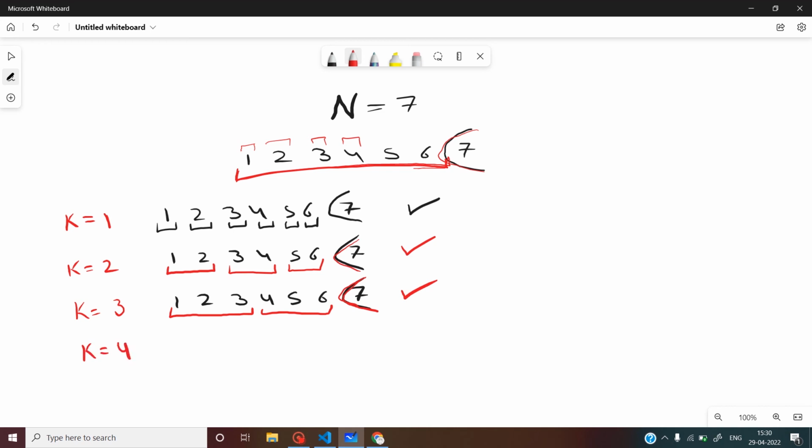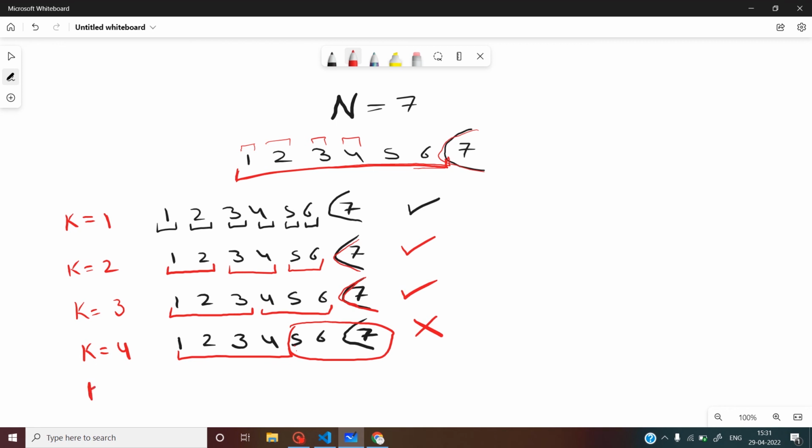Now for k equal to 4, we have our players 1, 2, 3, 4, 5, 6 and 7. Let us suppose 7 is our winner. Then in the first round 1, 2, 3 and 4 will be removed, and in the second round these 3 numbers will be remaining, and we cannot remove 4 elements because we have only 3 elements left. So we stop here, and we can see that the number of players remaining is 3, which is not 1, so we cannot include this k.